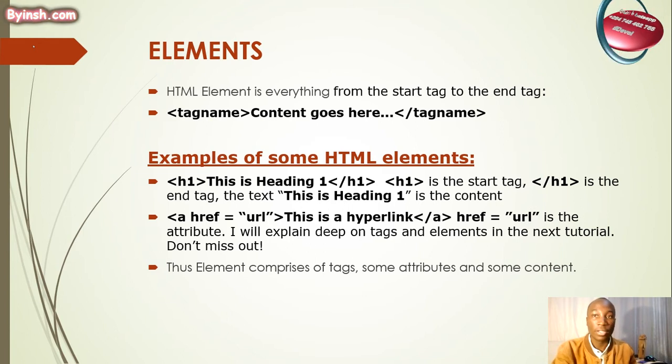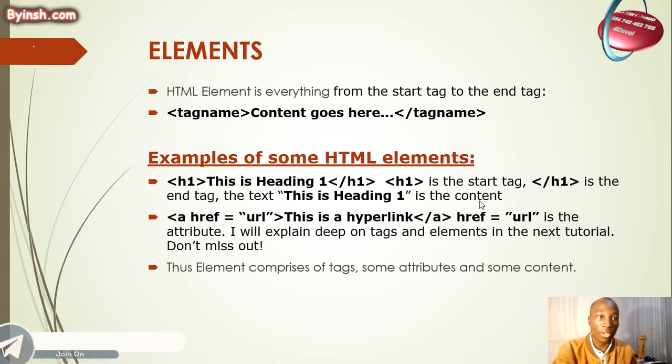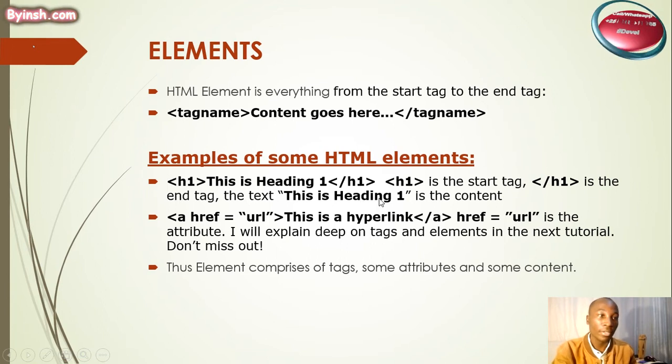Let us give an example of HTML elements. Like you can see, h1 is in the angle brackets. The first h1 is the start tag, and the last one is the end tag, so it is enclosing the content. This is heading 1, so heading 1 will be the content. So h1 is the start tag, the other h1 is the end tag, and the text in between is the content. If you sum up all of them, they give us an HTML element.